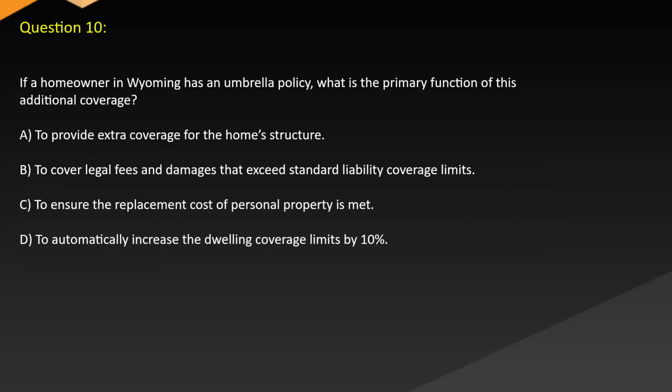Question 10. If a homeowner in Wyoming has an umbrella policy, what is the primary function of this additional coverage? A. To provide extra coverage for the home's structure. B. To cover legal fees and damages that exceed standard liability coverage limits. C. To ensure the replacement cost of personal property is met. D. To automatically increase the dwelling coverage limit by 10%.